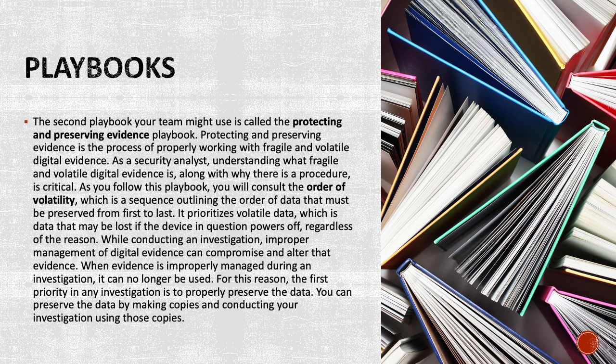Volatility refers to data that could disappear. So things that can disappear quickly are more volatile. The order of volatility is the sequence outlining the order of data that must be preserved from first to last. It prioritizes volatile data, which is data that might be lost if the device is powered off, regardless of the reason. While conducting an investigation, improper management of digital evidence can compromise and alter that evidence. When evidence is improperly managed during an investigation, it can no longer be used.